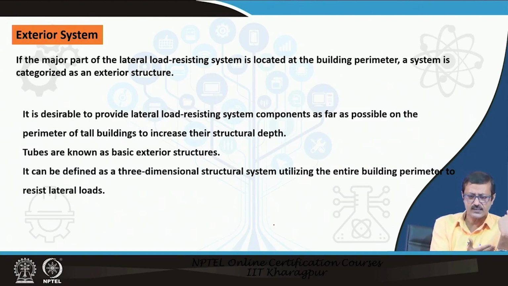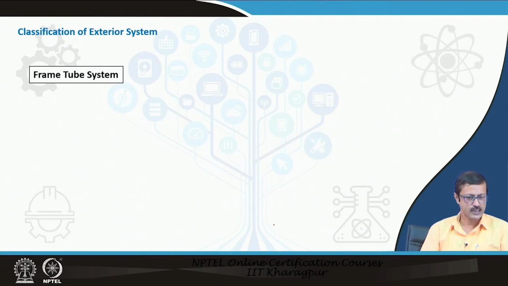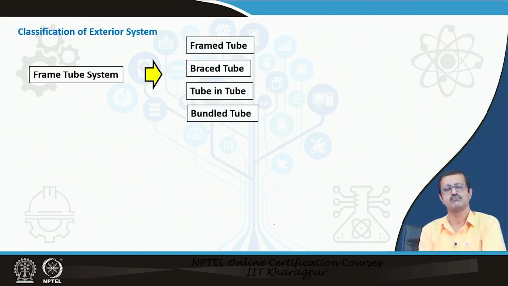It can be defined as a three-dimensional structural system utilizing the entire building perimeter for resisting the load. I have just told you, the whole building acts as your beam. So, it has different types of classifications, further classification. The first one is the frame tube system. The frame tube system has further typical types. Almost everything was developed by Fazlur Rahman Khan: the frame tube, the braced tube, and then the tube in tube and the bundle tube system.